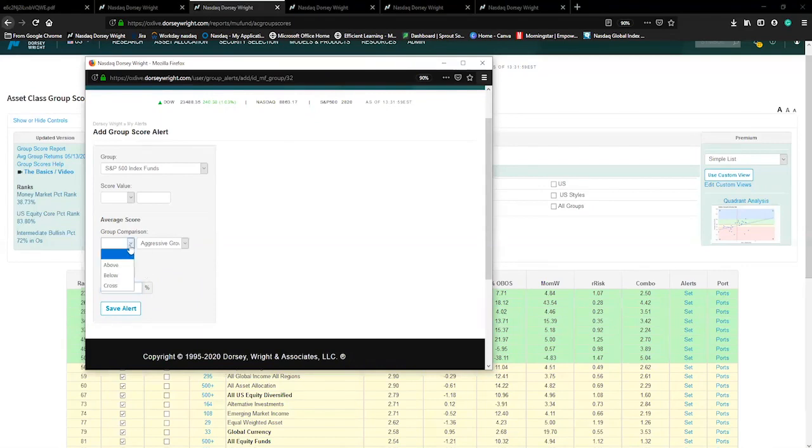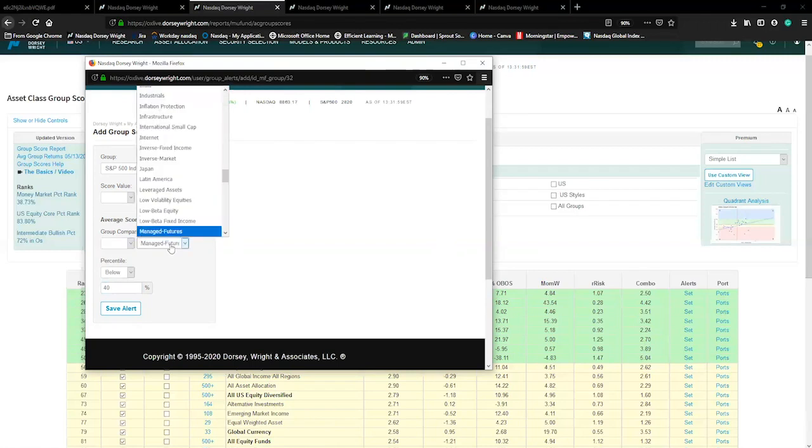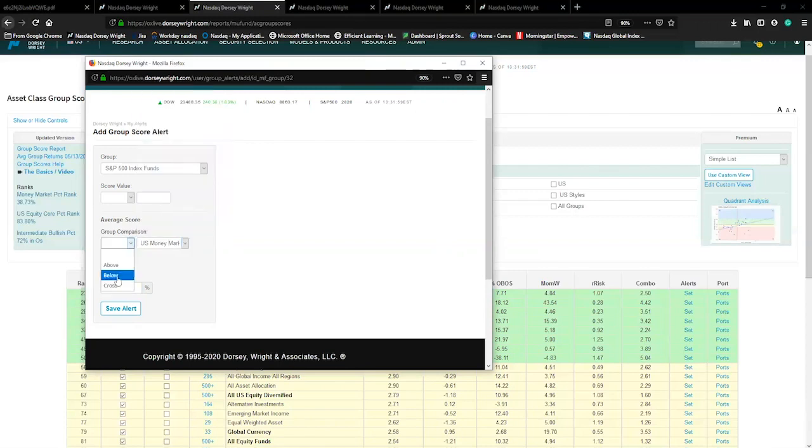Or let's say you wanted to take a look at an individual group and how it compares to another one. You wanted to know, okay, when does S&P 500 index funds move below money market? You could do that as well. Look at that cross point for U.S. money market down here on the page to allow you to be notified if those were to cross each other, to move below each other, or whichever one you were looking to do. So it's pretty customizable, the alerts feature there.